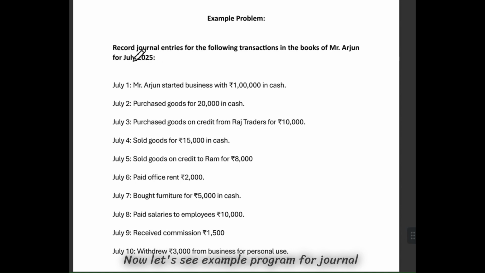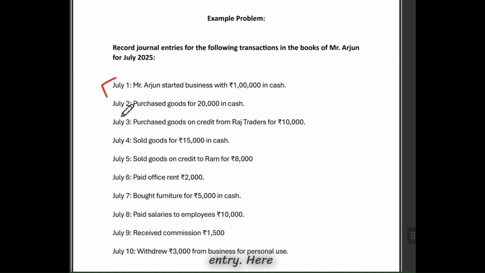Now, let's see an example program for journal entry. There are 10 transactions given. Let's solve the problem.